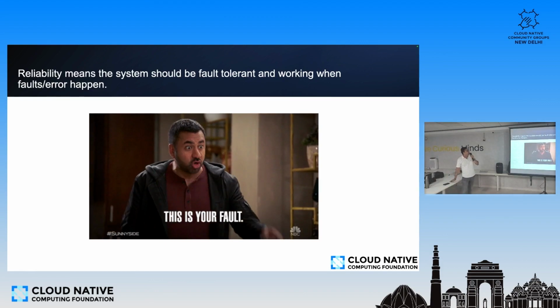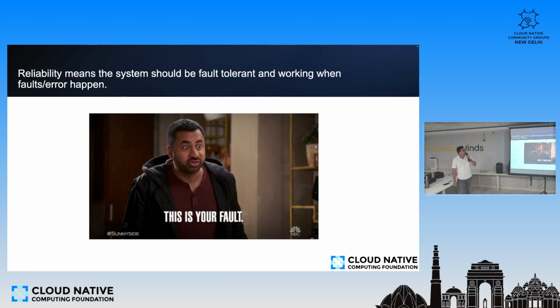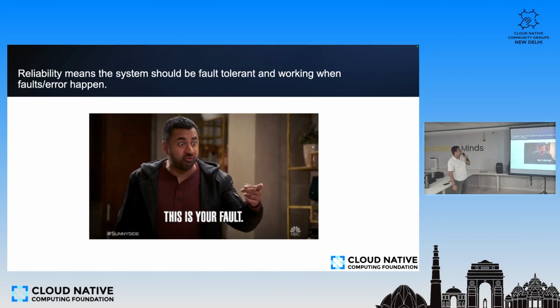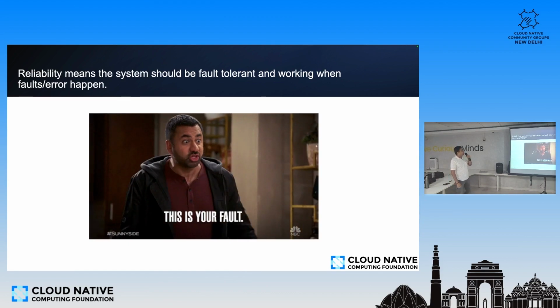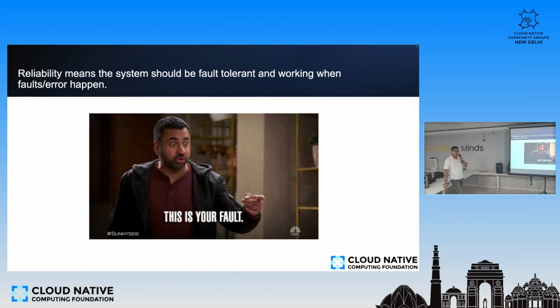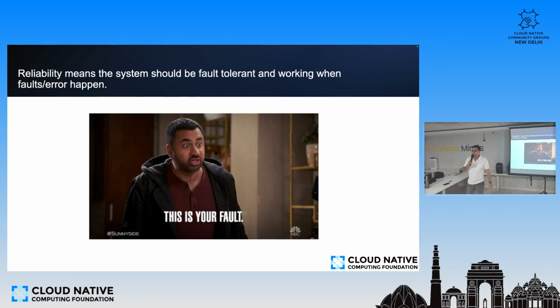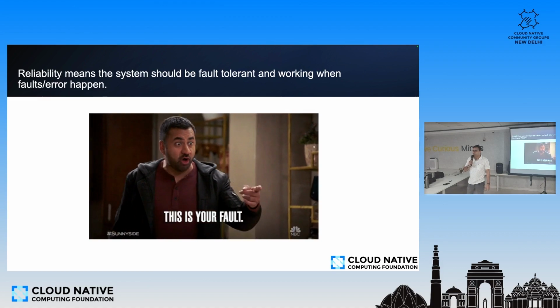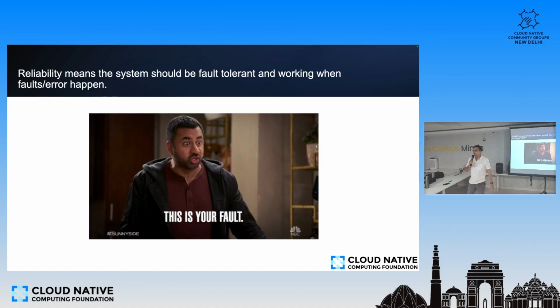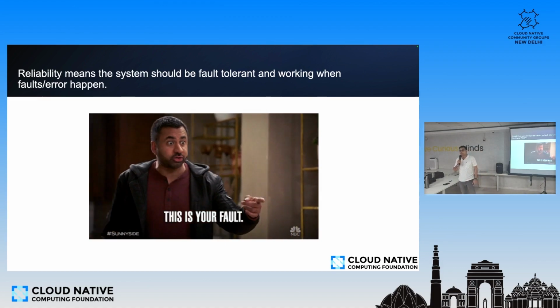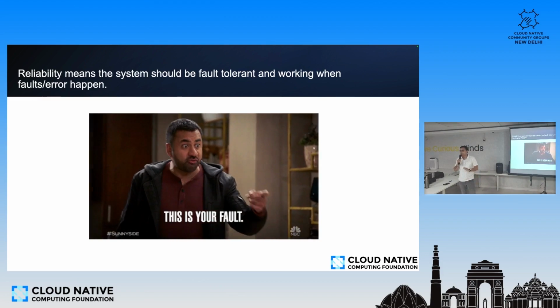Okay, so reliability means that the system should be fault tolerant and keep working when a fault or error happens. Can anyone tell me what is the difference between fault and failure in system design? Anything? No one?